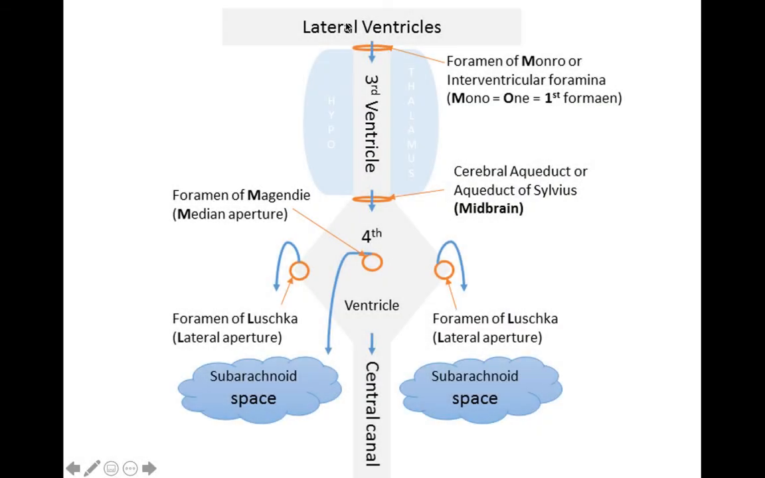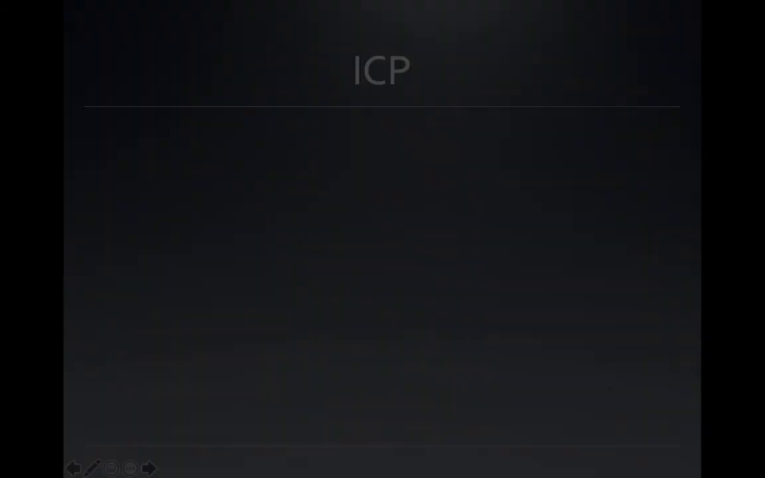So in this picture, you can see here's the lateral ventricle, third ventricle, fourth ventricle. From the lateral ventricle, you're going to go through the foramen of Monroe into the third ventricle. From the third ventricle, you're going to go through the foramen of Magendie. And then from the fourth ventricle, you're going to move out around the brain through the foramen of Luschka, and then into the subarachnoid space, and then through the arachnoid villi and out.